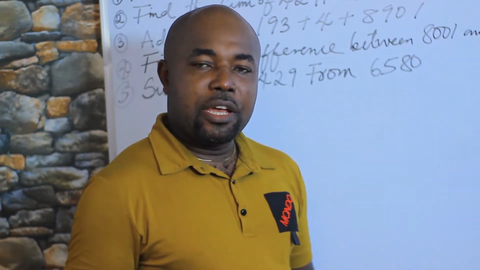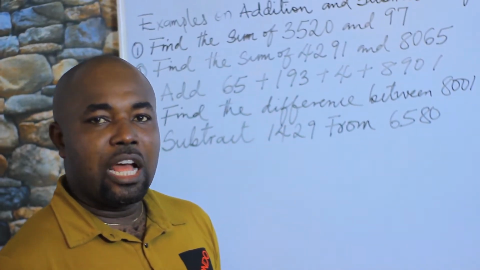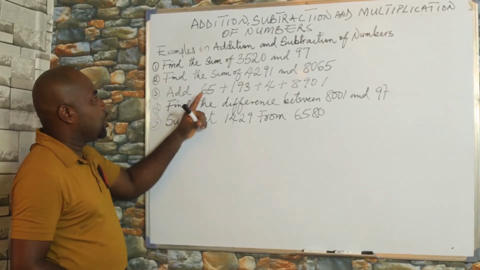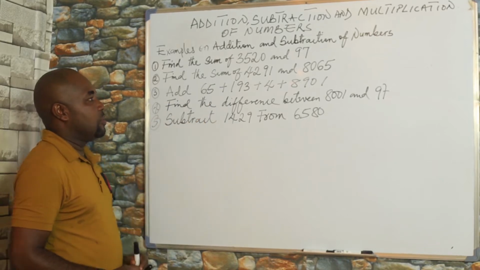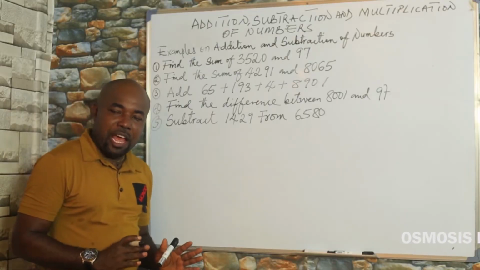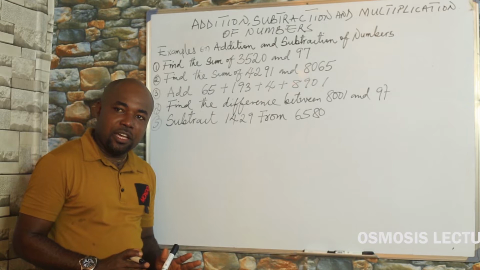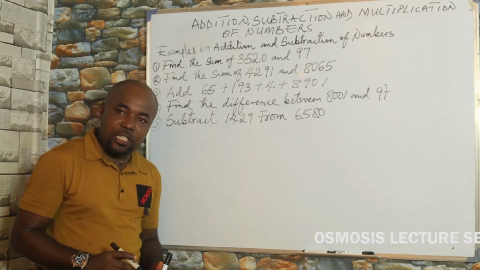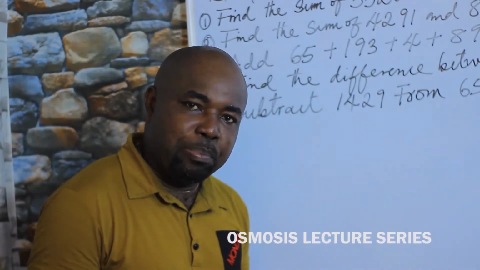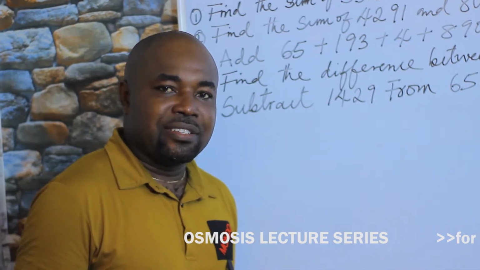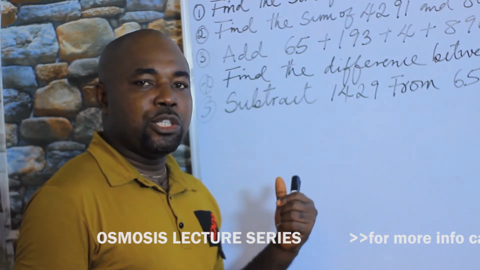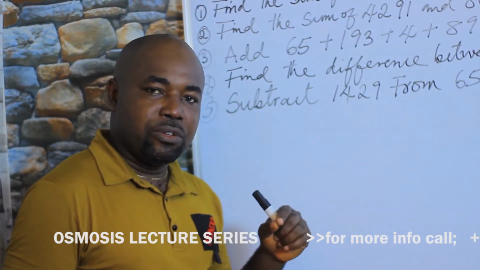Let us take some examples on addition and subtraction of numbers. Here on the board are some examples. Let us take the first example. Please pay attention as we take these examples. As we take them, you go back to your textbook and solve similar examples or exercises, and make sure you get the mastery of addition and subtraction of numbers.